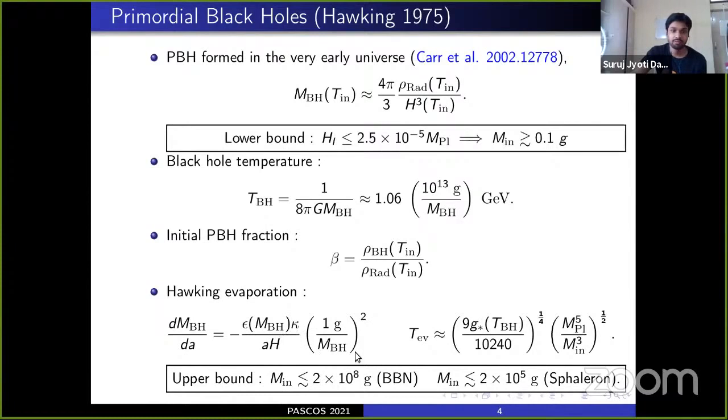Using this equation, we can find the time, or the temperature, at which the black holes have completely evaporated away. This is basically inversely proportional to the initial PBH mass. That is, black holes with a smaller mass evaporate earlier, at a higher temperature. We want our black hole to evaporate before BBN such that it doesn't alter its successful predictions. From this, we get an upper bound on the black hole mass of around 10^8 grams. And if we want the black hole to have a direct impact on leptogenesis, then it should evaporate before the electroweak scale, which gives a tighter upper bound of around 10^5 grams.